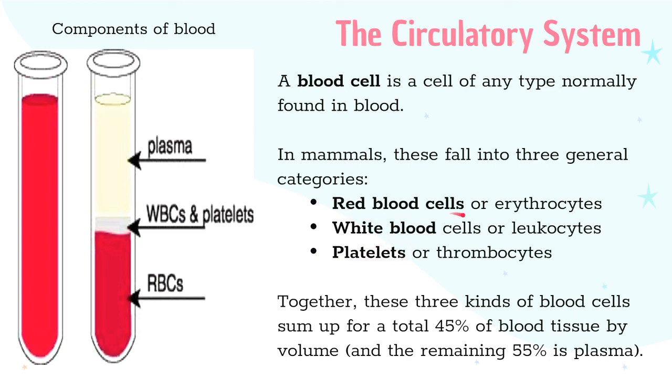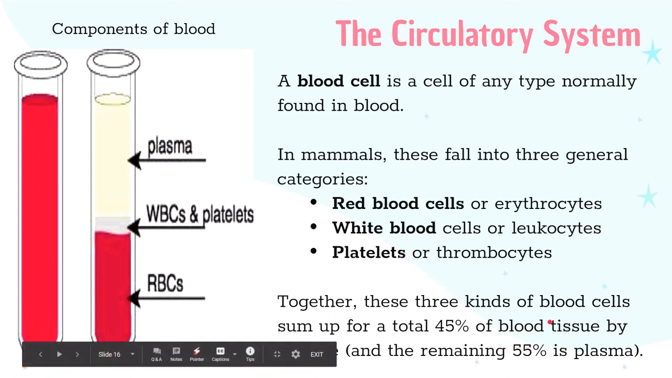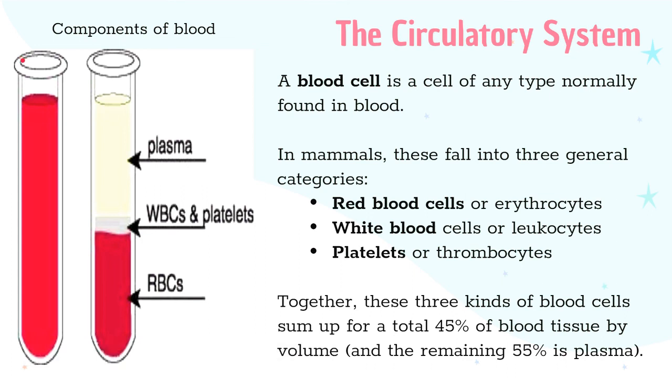Okay, so red blood cells are also called erythrocytes. White blood cells are also called leukocytes, and platelets are also called thrombocytes. Okay, so together, these three types of cells make up a total of 45% of the blood tissue. So this image shows us the components of the blood.